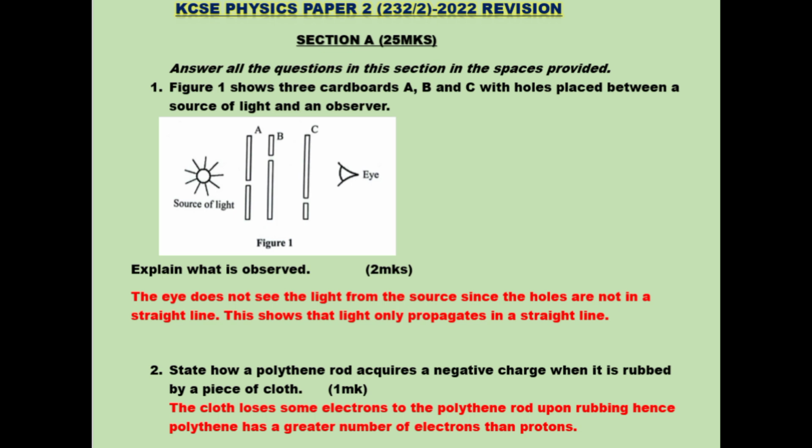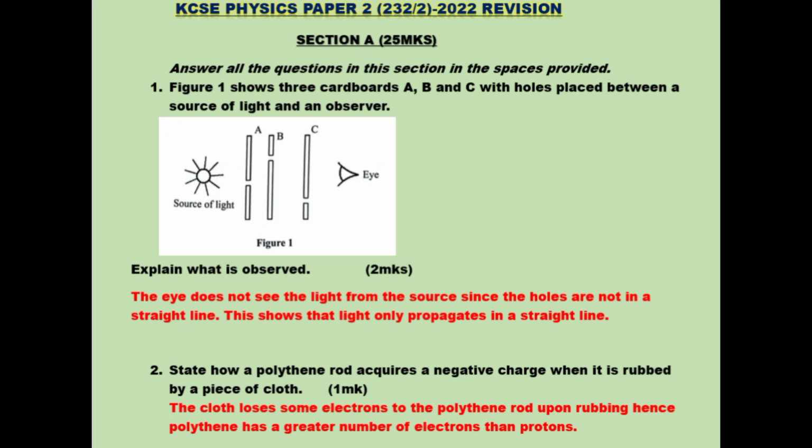State how a polythene rod acquires negative charge when it is wrapped by a piece of cloth. The cloth loses some electrons to the polythene rod upon rubbing. Hence, polythene has greater number of electrons than protons. So you realize that polythene initially, the number of protons is always equal to the number of electrons, but when you rub, it gains electrons from the cloth. That means electrons become more than protons. So we say now it is negatively charged.